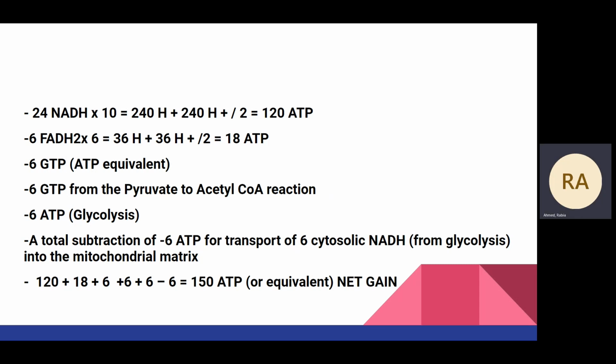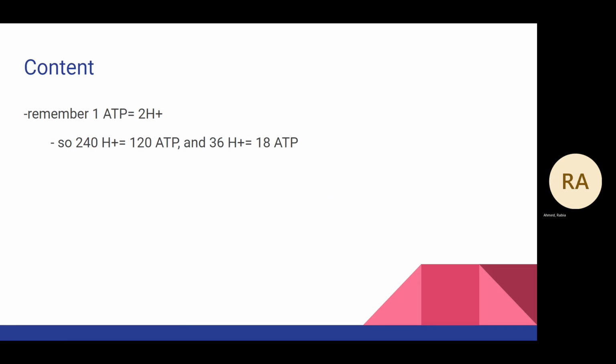I'm going to move on if no one has questions. Okay, this is what I said before, that remember 1 ATP is equal to 2 hydrogen ions, so like 240 H plus is actually equal to 120 ATP, 36 H plus is actually equal to 18 ATP, just divided by 2. Okay.